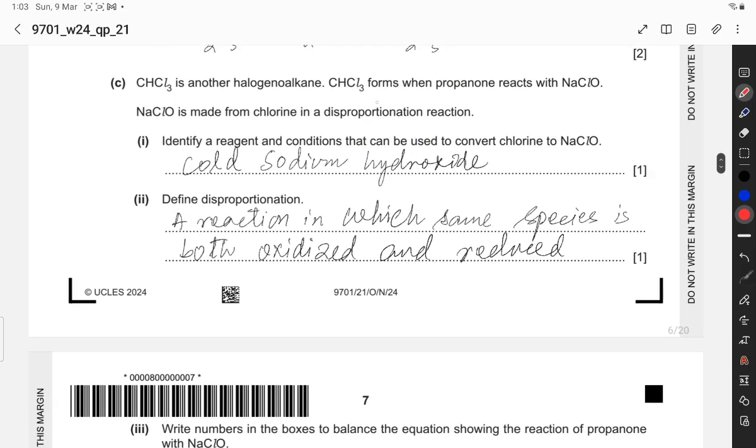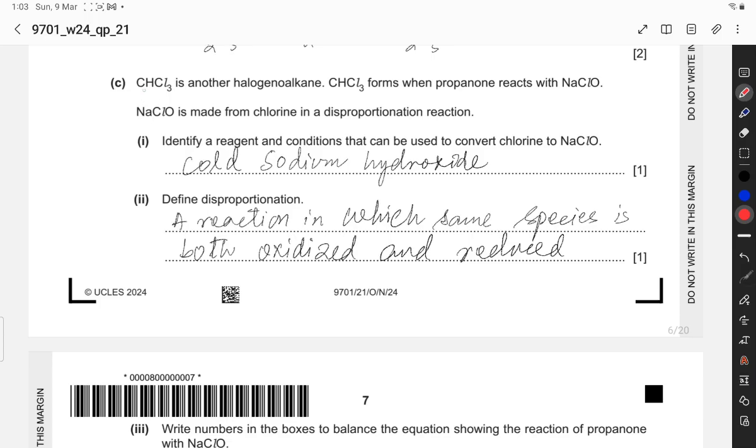So these are the two steps of the propagation reaction. CHCl3 is another halogenalkane forms when propanone reacts with NaClO. NaClO is made from chlorine in a disproportionation reaction. Identify reagent and conditions that can be used to convert chlorine to NaClO. So we know that NaClO is formed while CH3, this is the chlorine compounds.